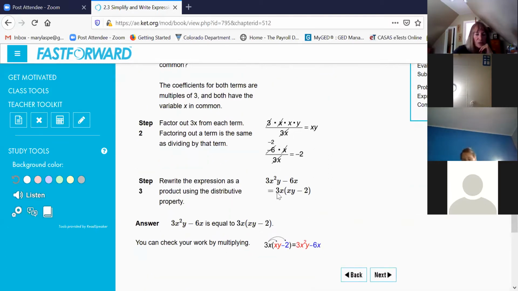So here's the 3x that we factored out. There's the xy that's left from this term. And here's the 2 that's left from that term. When we write it this way, it's called the factored way. When we write it this way, it's called simplified.